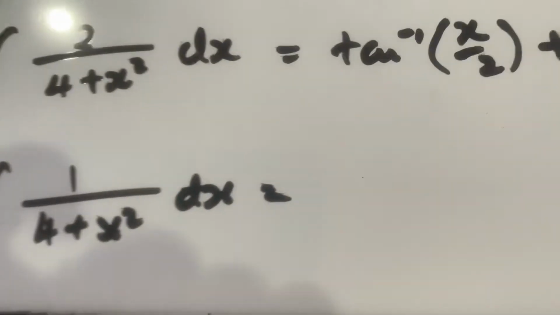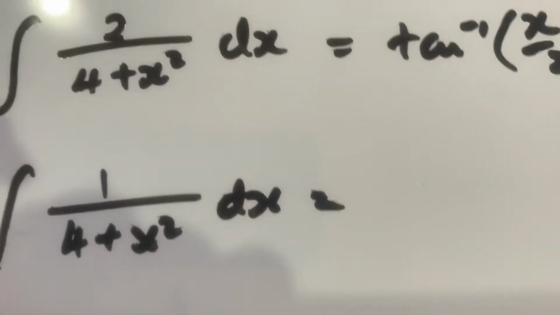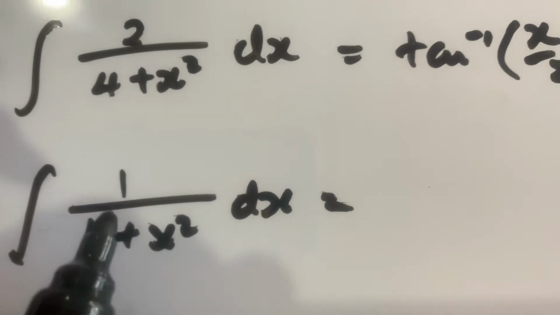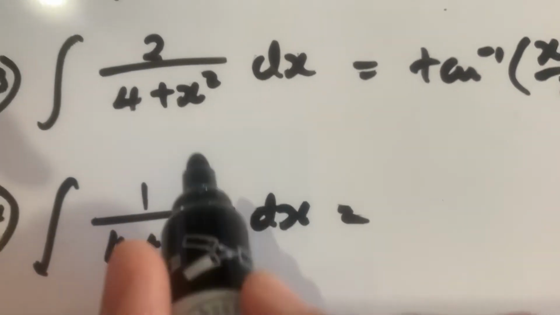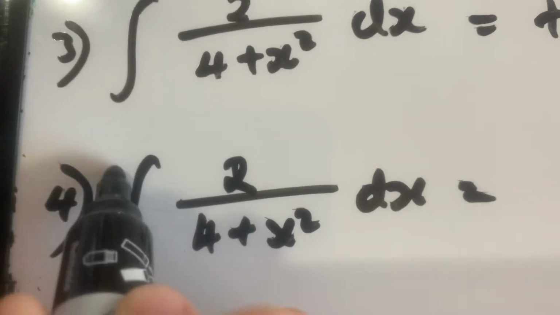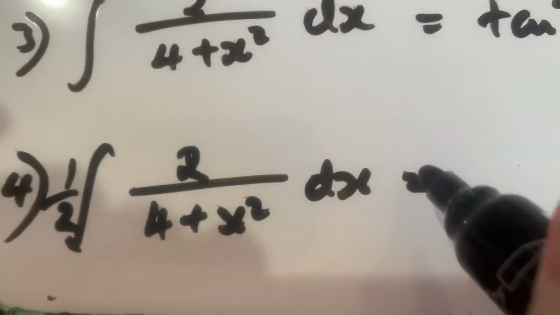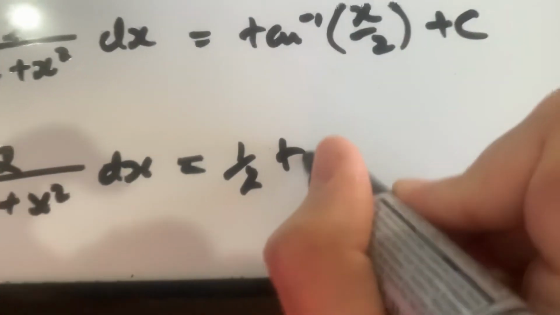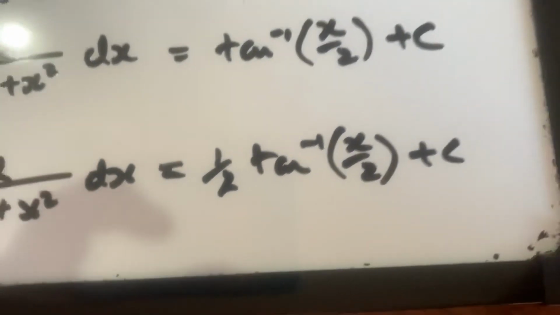But when we get down to the next one, which is fairly similar, I agree, we've only got a 1 on top. Now this is 2 squared, but we don't have a 2 on top. And we've got to do a little bit of fudge with the numbers. We want the 2 on top. So I make this 2, so I put a half out the front. So it's really, I haven't really changed the value. So my answer will then be a half tan^-1 (x on 2) plus c.